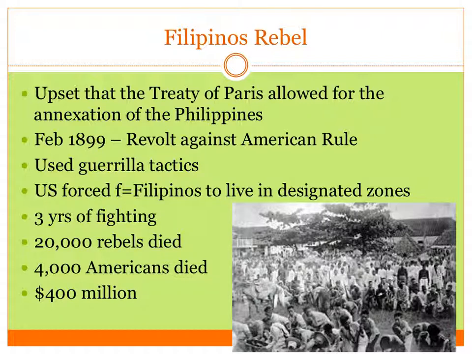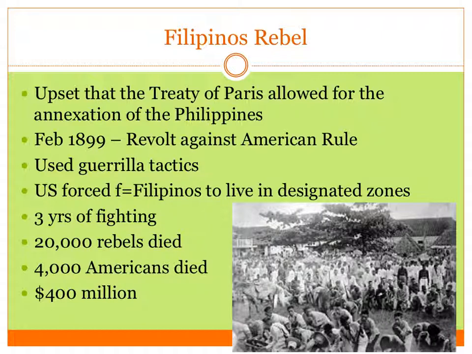And the Filipinos were upset that the Treaty of Paris allowed for the annexation of the Philippines. They're thinking, what? What do you mean? You're just going to replace the Spanish and rule like they did? So in February 1899, you have a revolt against American rule in the Philippines.